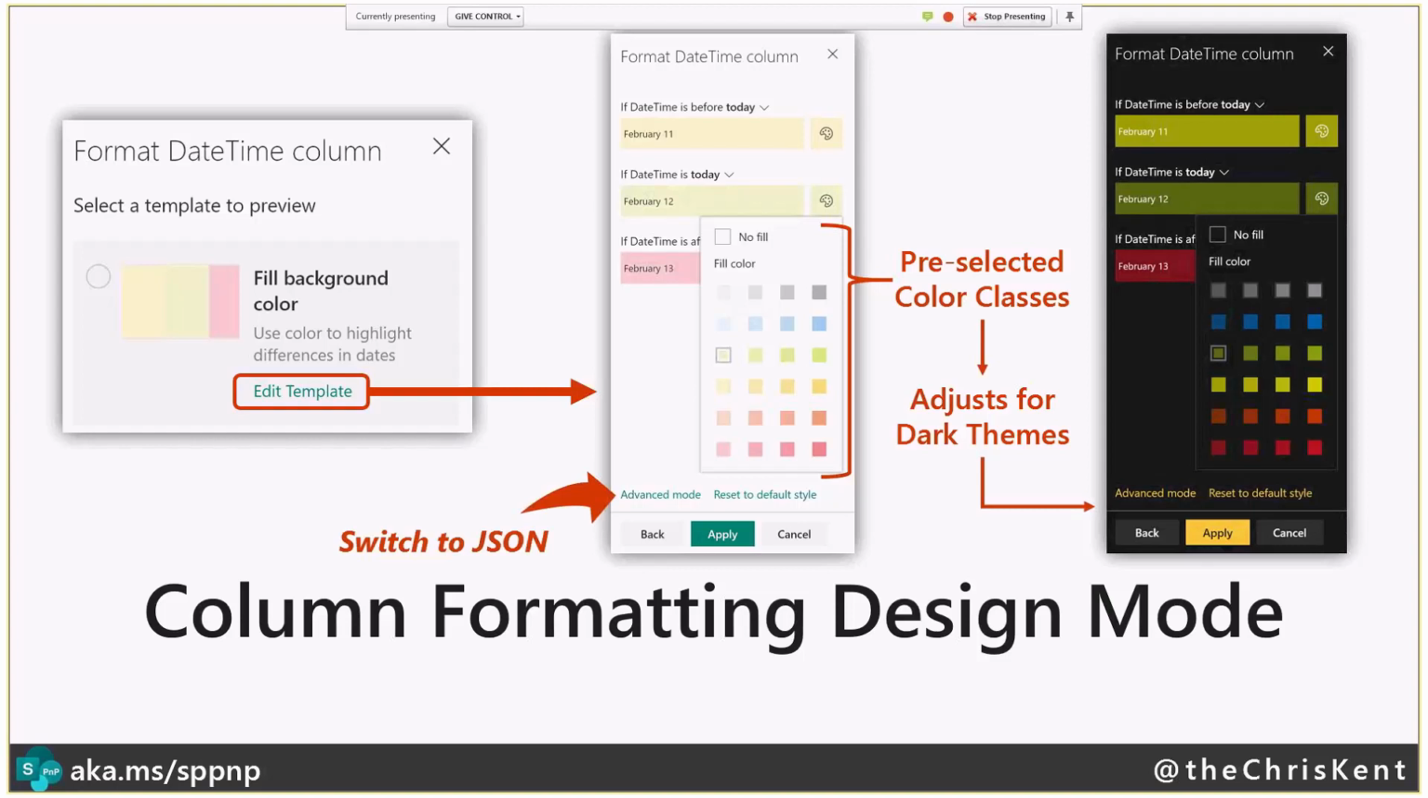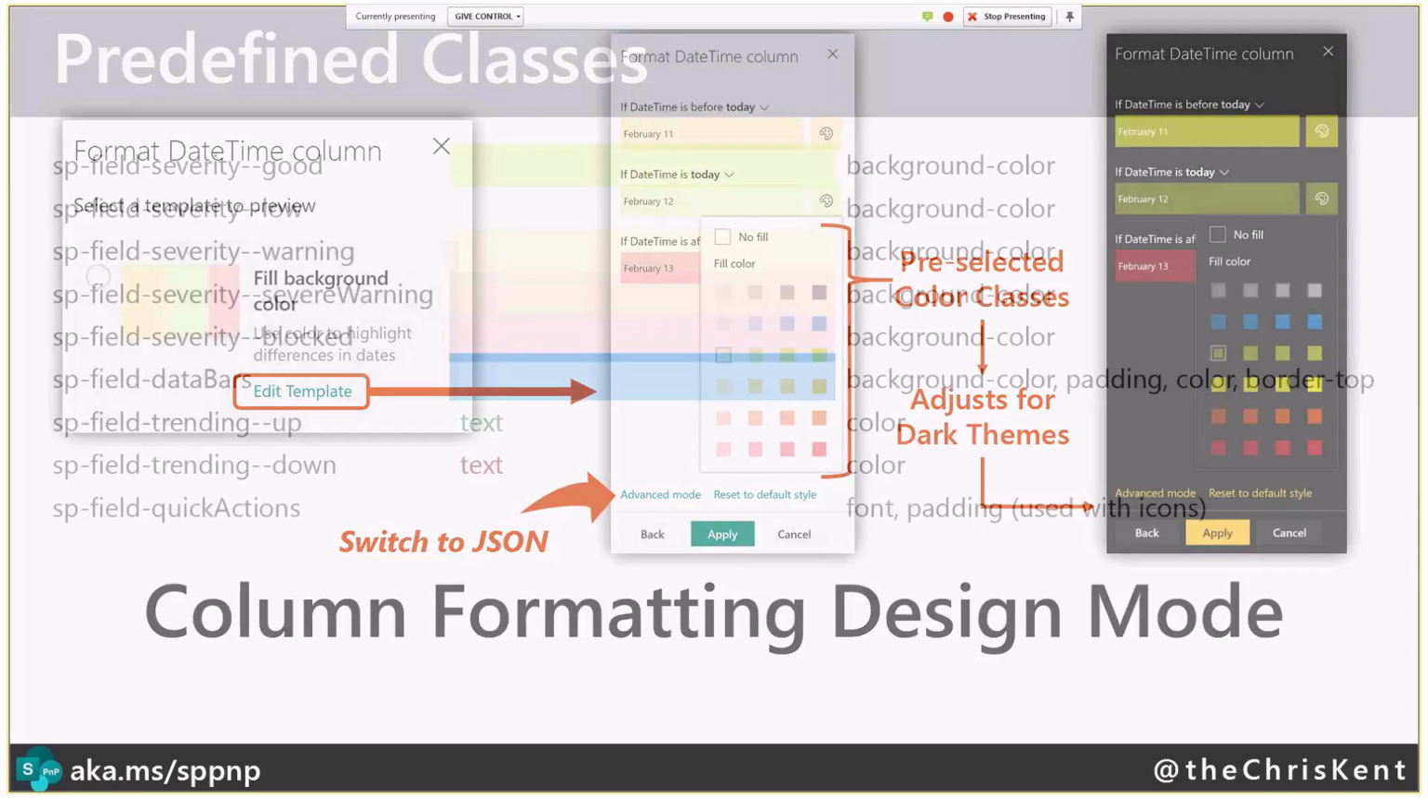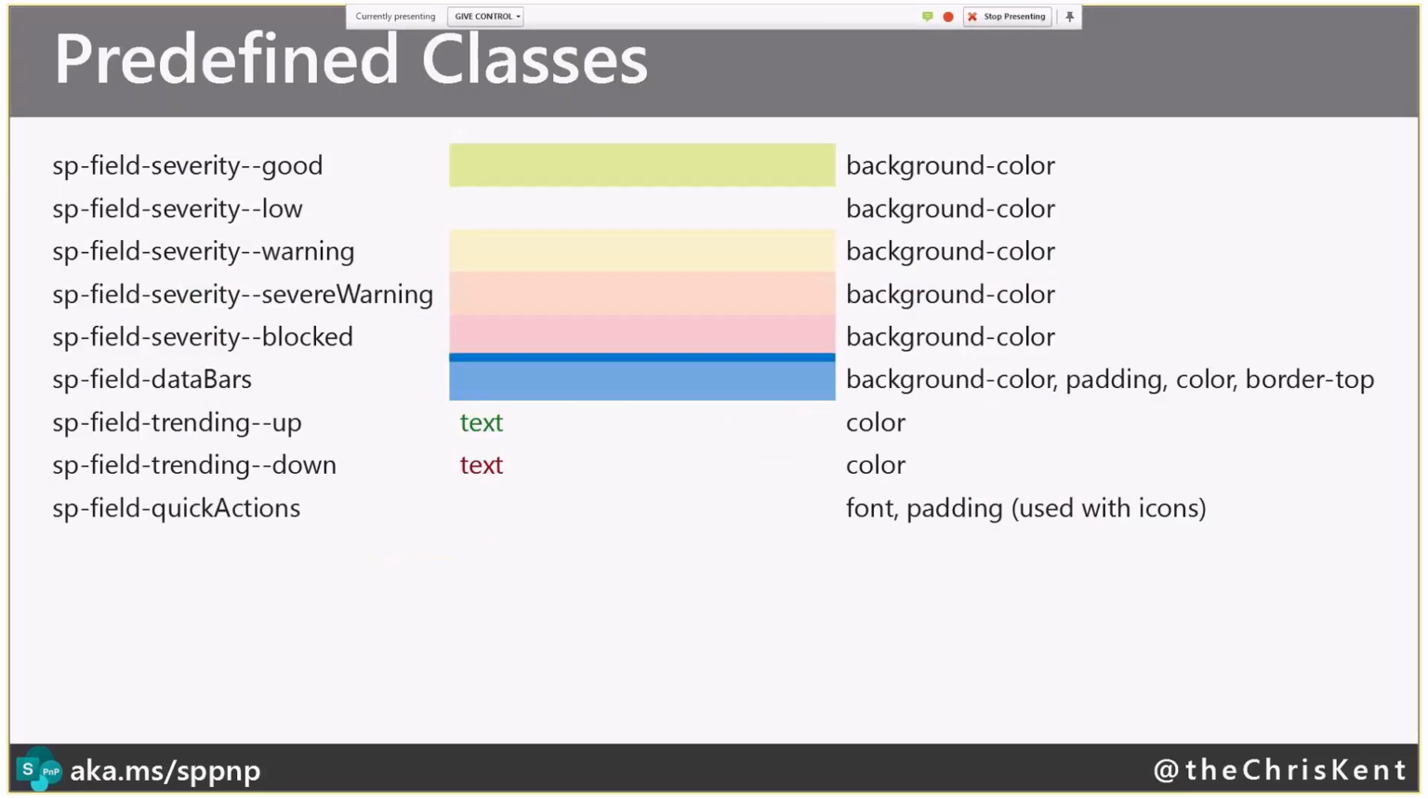And at any time, you can switch it back to JSON, including all the changes you made in the wizard. So here's the predefined classes we've had for quite a while. If you guys have seen these, so we got all the severity classes, which really just set a background color. You've got the data bars, which creates that nice little line at the top, and that is theme specific. And then you've got these other ones here.